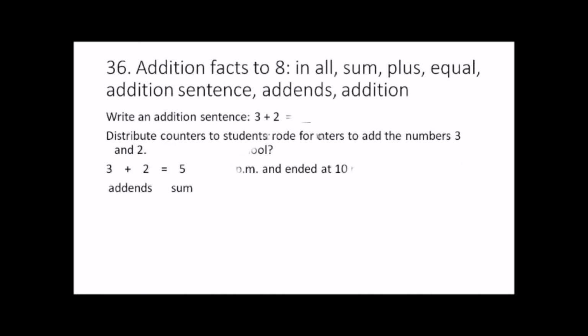Okay, we get to addition facts to 8: in all, sum, plus, equal, addition sentence, addends, and addition. Now, addition sentence, make sure they know a sentence means it's an operation and then it has equal to something. So 3 plus 2 equal to blank, that's an addition sentence. Okay, and you can let them use counters, fingers to count on. Make sure they know what addends are. 3 plus 2, addends, and then the 5 would be the sum. So the answer is the sum.